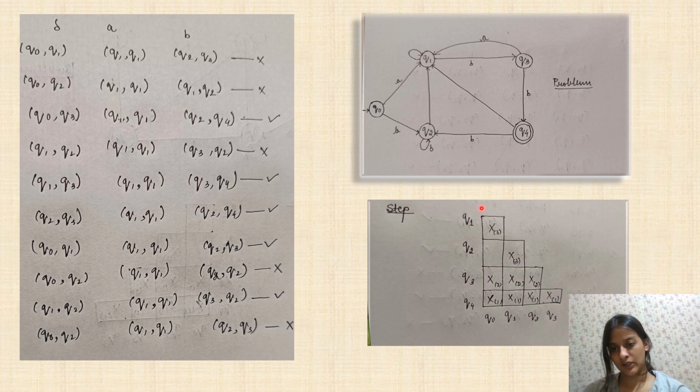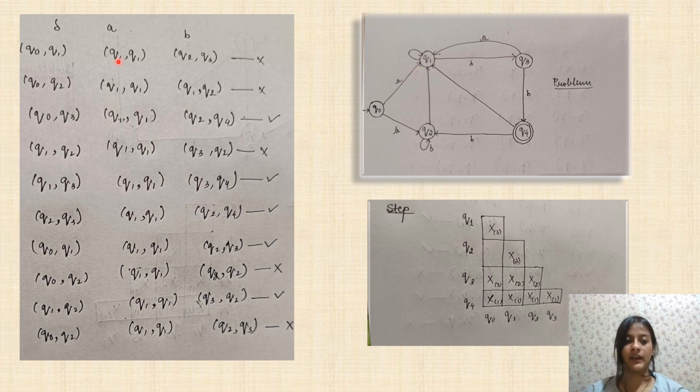As we can see, Q0 and Q1. So we need to see Q0 at A, where Q0 at A is going. I forgot to write over here, it was a self loop. So Q0 at A is going to Q1, so we'll be writing Q1 over here. Q1 at A is going to Q1. It's not going anywhere. Here it should be A, I forgot to write it. It is a self loop. So Q1 at A is also going to Q1 only. So the pair will be Q1, Q1.